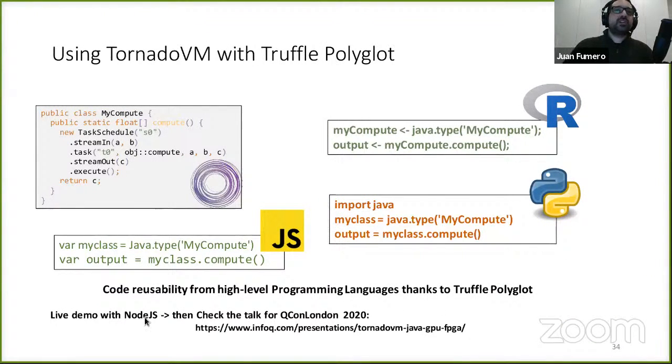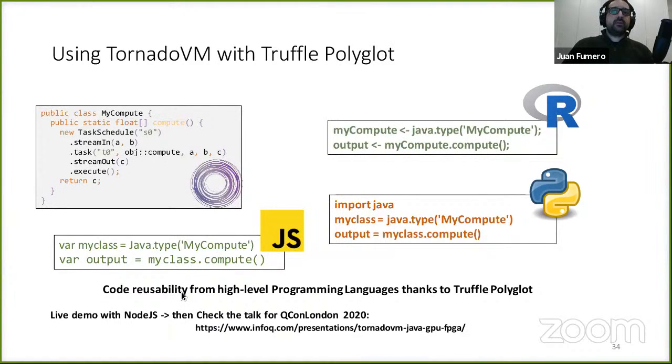I'm going to show you here an example. Let's say you have your Java class compute, right? And you build your task schedule. So this is a sketch, okay? It's not a complete example. If you want to call it from R, Python, or Ruby, you just, from the language, import the Java types, and you can call your class.compute. Similar for Node.js, right?